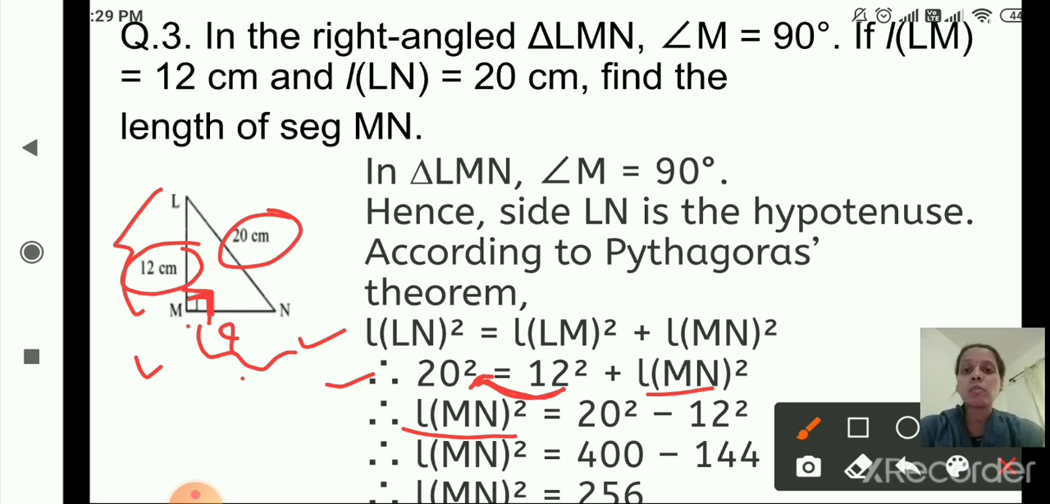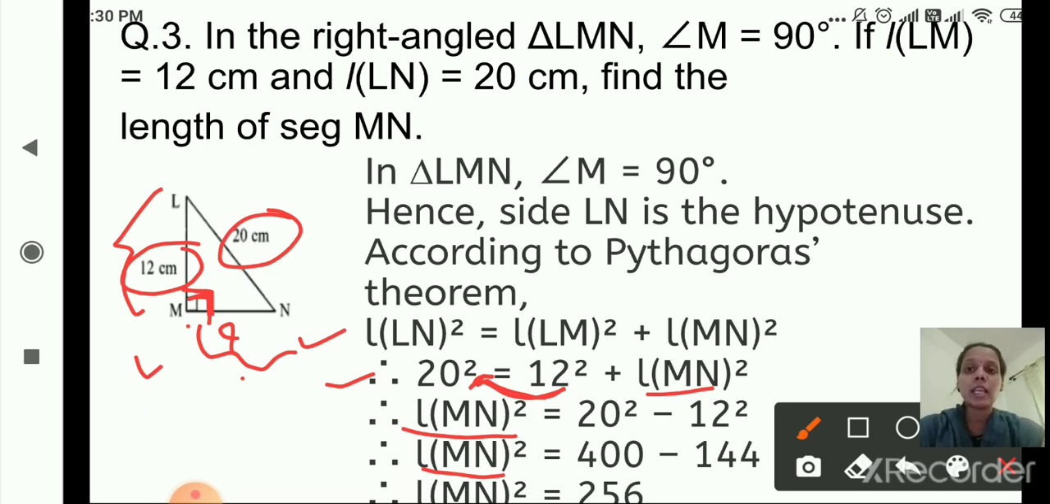Now we will write down the squares. I hope all of you have learned the table of squares also. In the previous session I had told you to learn the squares. So 20 square is 400, right? 20 multiplied by 20 is 400. Then 12 square is 144, 12 multiplied by 12, that is 144.